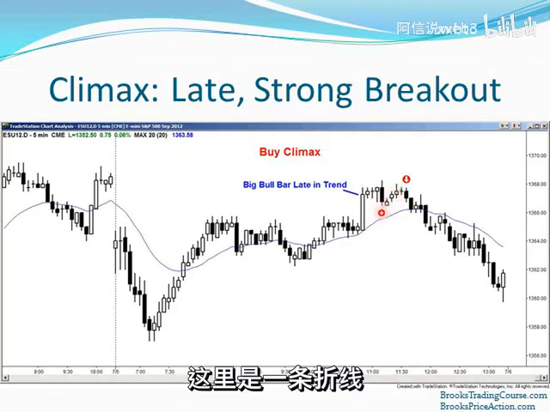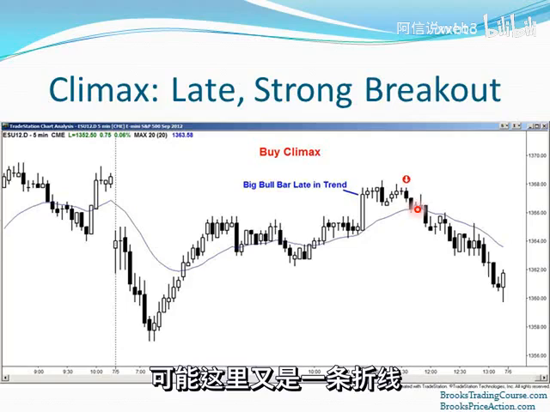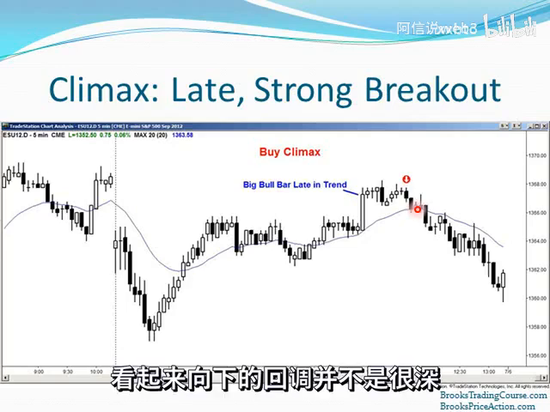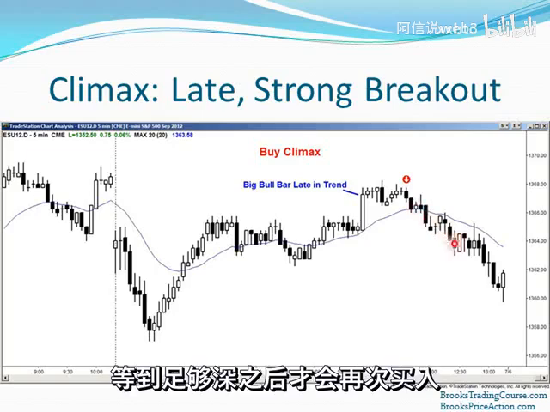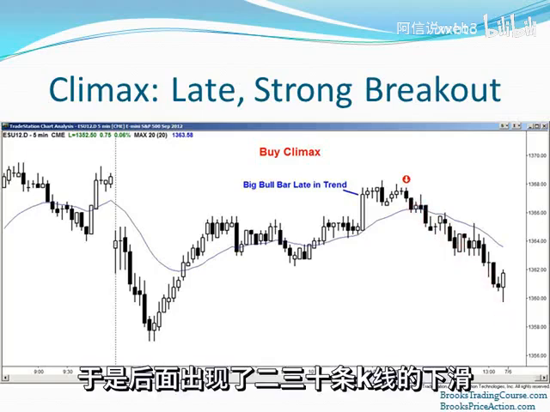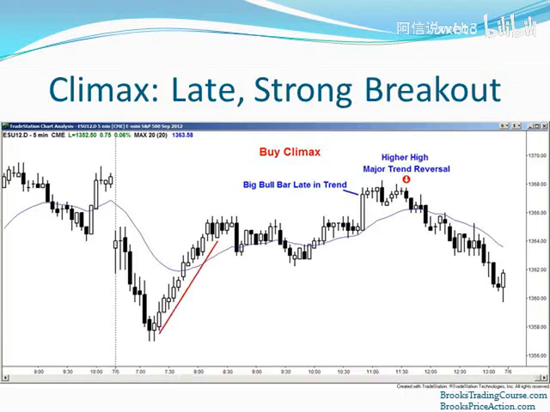So we got 1 leg down here, maybe a second leg here. Doesn't look like a deep enough correction. So I think the bulls will want it to go down lower before they'll buy again, and we ended up selling off pretty consistently for about 20 or 30 bars.